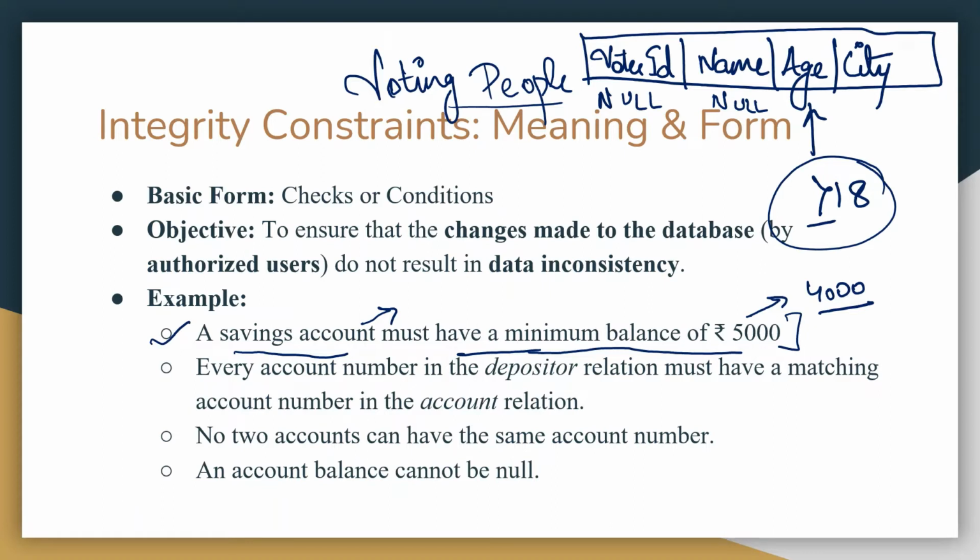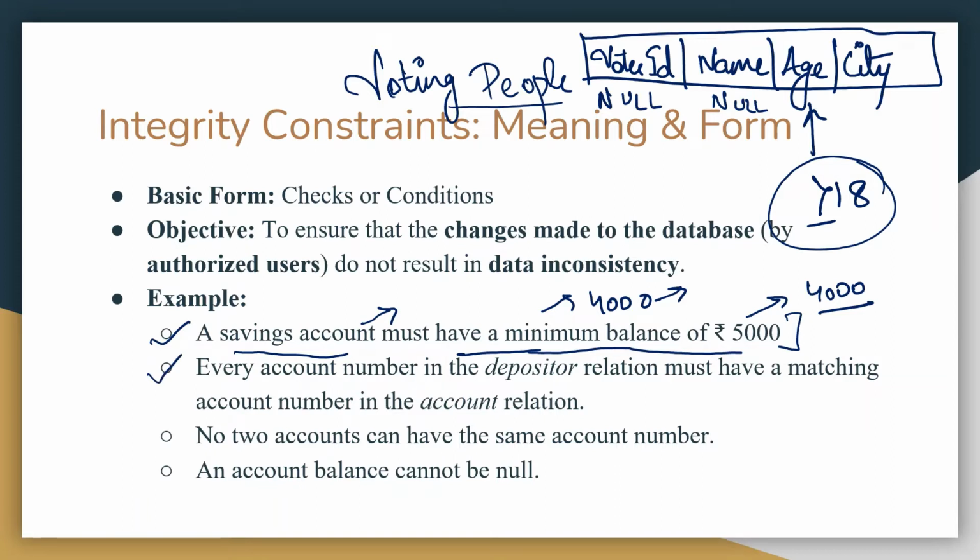Similarly, let's say a customer did a transaction because of which the total balance in the account went to 4,000. Now that customer should be implicitly notified that the balance has fallen below the minimum balance limit of rupees 5,000, so that the customer can take the necessary action. Okay, let's move on to the next example.